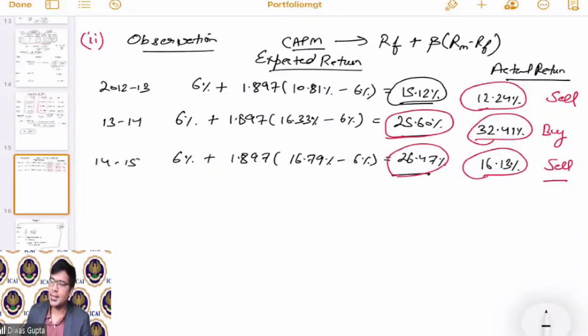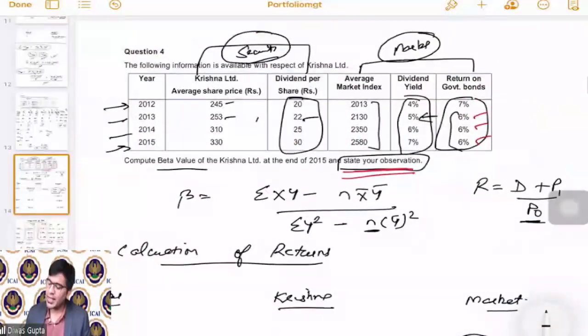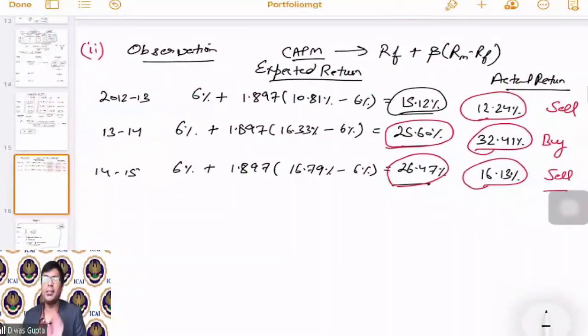So this is one of our pending parts that was left for the observation, which I told you about. And there was one query also, about what we have to do with the return on government bonds, for which I told you that we will cover it once we are done with the CAPM and the Jensen alpha. So now that is the use of the return on government bonds. I hope this concept is clear.